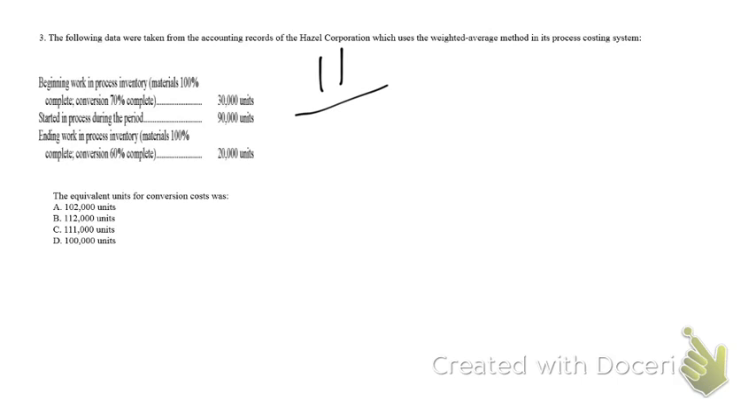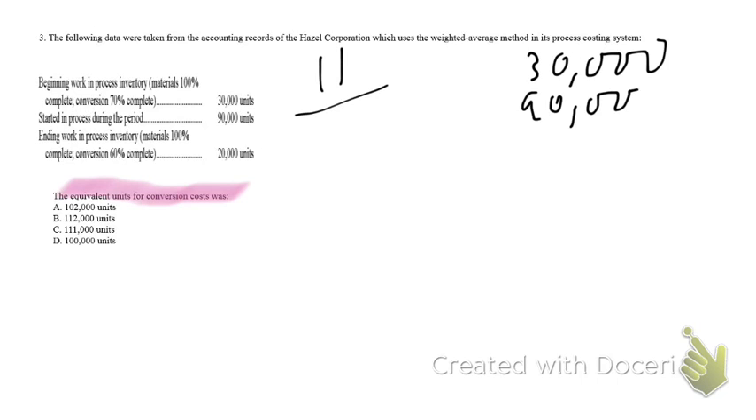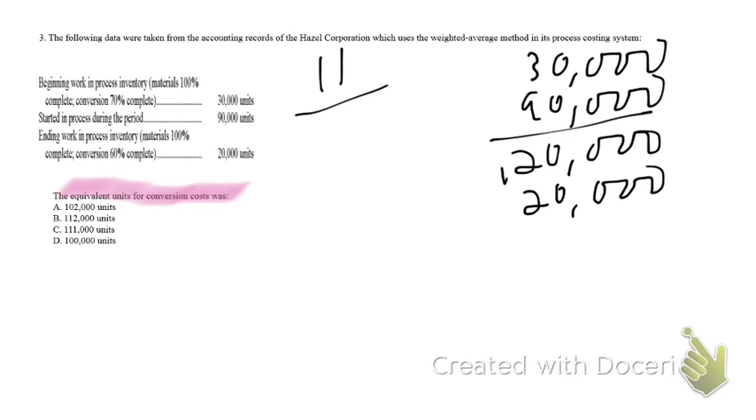Once again, I'm going to go to the end and find out what I'm looking for. I'm looking for equivalent units for conversion. Once again, they didn't tell me how many were transferred out, but that's okay. I know that they started with 30,000 units. They started 90,000 units, so I have to account for 120,000 units. There were 20,000 units that were left, so they must have transferred out 100,000 units.